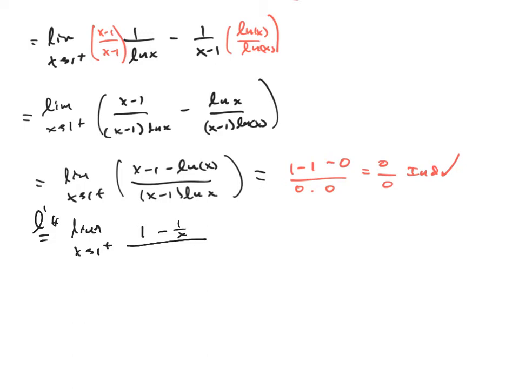What about the bottom? What about the denominator here? So what's the derivative of x minus 1 times the natural log of x? We actually need the product rule. So that'd be the first, which is x minus 1, times the derivative of the second, which would be 1 over x, plus the second, which would be the natural log of x, times the derivative of the first. The derivative of x minus 1 is simply 1.